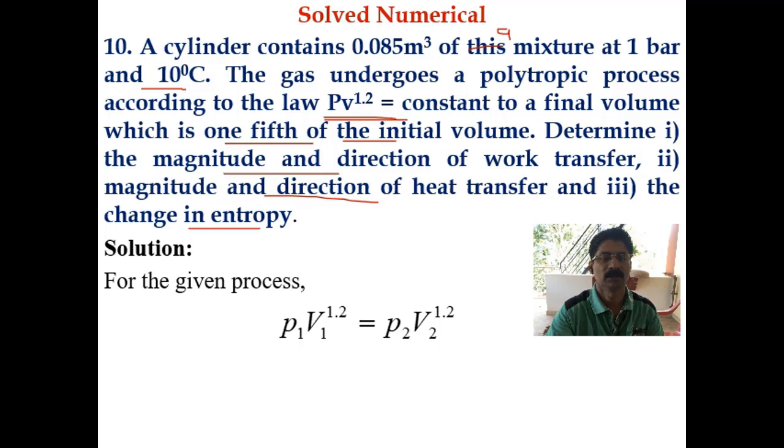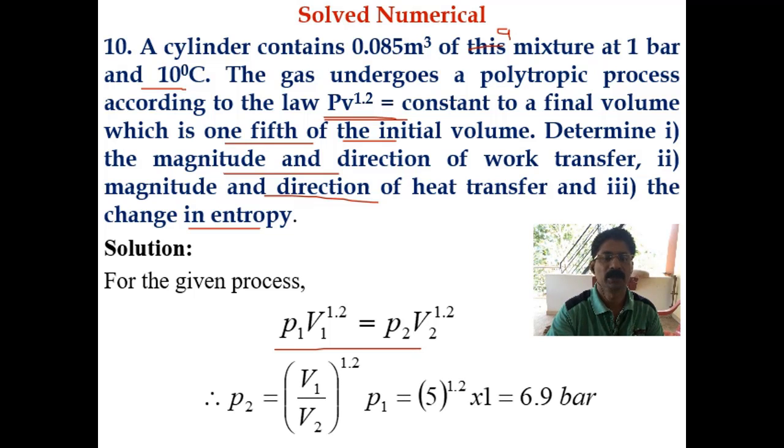So for the given process, P1 V1 to the power 1.2 is equal to P2 V2 to the power 1.2. So from this you can find out P2, because here the final volume V2 is 1/5 of the initial volume. So V1 by V2 you will get as 5, and P1 is given as 1 bar. So if you substitute, you will get P2 as 6.9 bar.